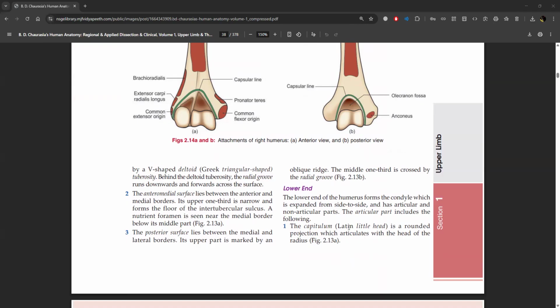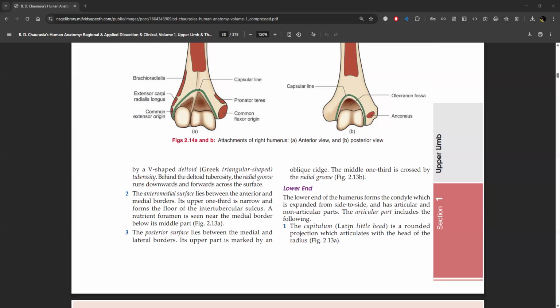Number 2. The anterior medial surface lies between the anterior and medial borders. Its upper one-third is narrow and forms the floor of the intertubercular sulcus. A nutrient foramen is seen near the medial border below its middle part. Figure 2.13a. Number 3. The posterior surface lies between the medial and lateral borders. Its upper part is marked by an oblique ridge. The middle one-third is crossed by the radial groove.